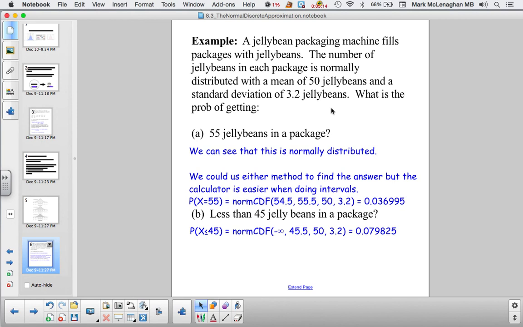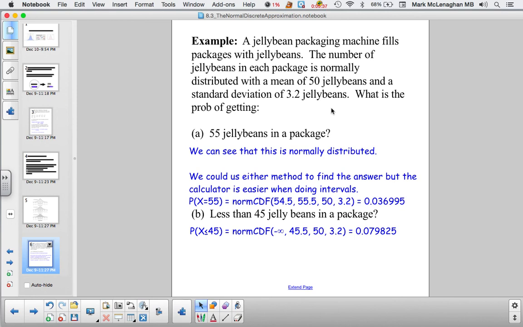Not a lot. What if you have less than 45 jelly beans in a package? Again we have our norm CDF using negative infinity, 45.5, 50, 3.2, which gives us about 7.8% probability. So a little bit larger, but not much.